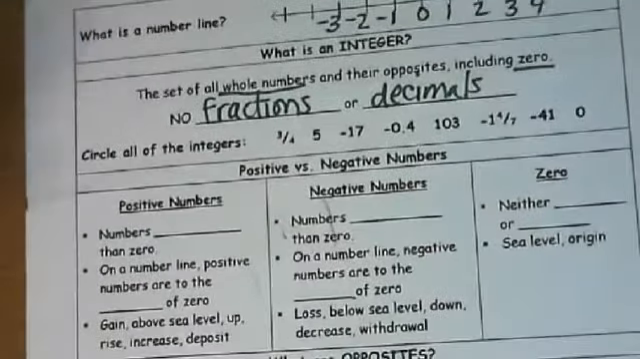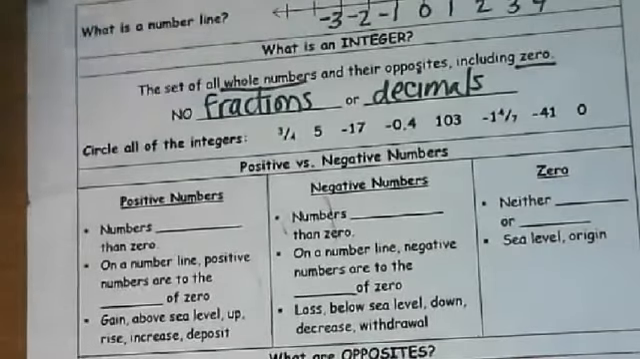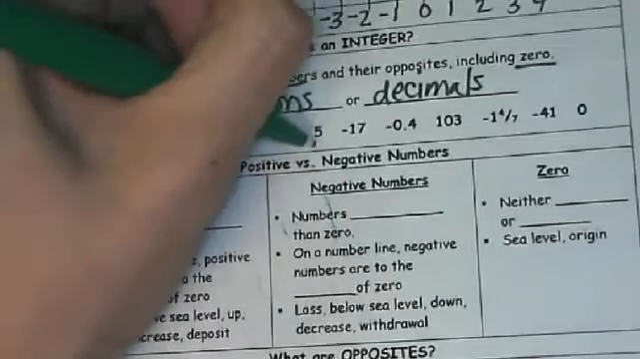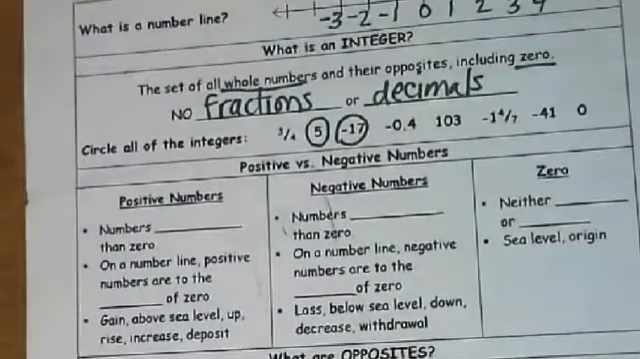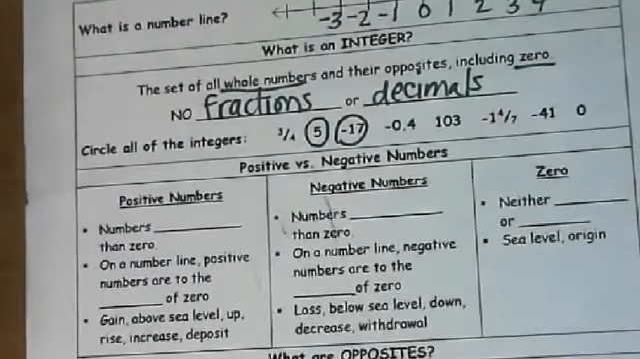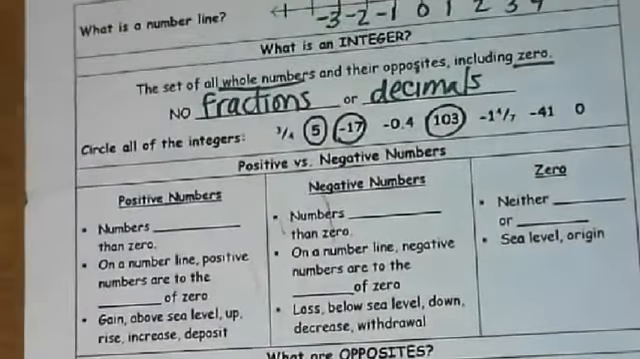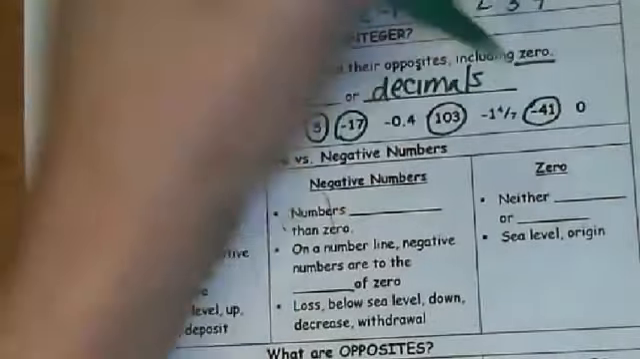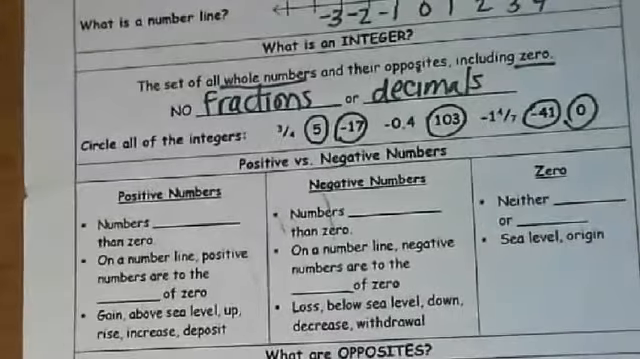So circle all the integers. Well, 3/4 is not an integer because it's a fraction. 5 is an integer because it's a whole number, it's positive. Negative 17 is an integer because it's a negative whole number. Negative 4/10 is not an integer because it's a decimal. 103 is an integer because it's a whole number. Negative 1 4/7 is not an integer because it has a fraction with it. Negative 41 is an integer because it's a negative whole number, and 0 is an integer because it's a whole number. And 0 is included.